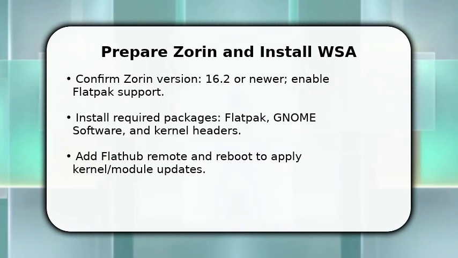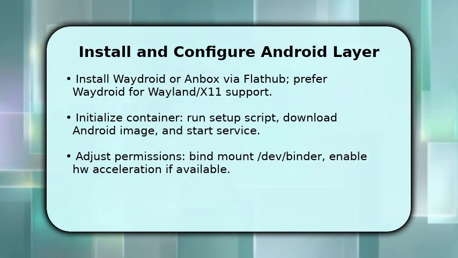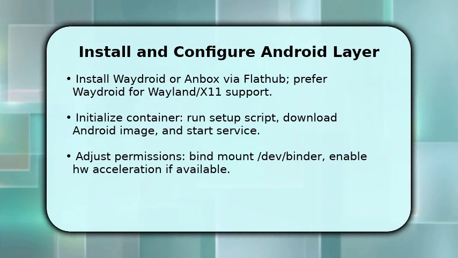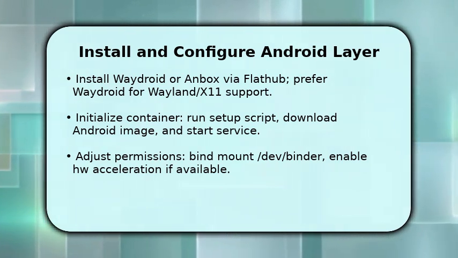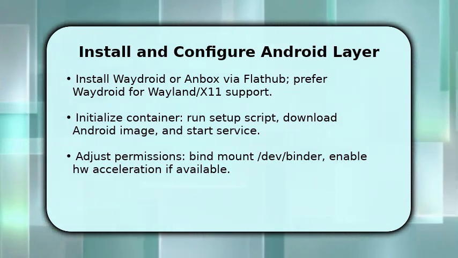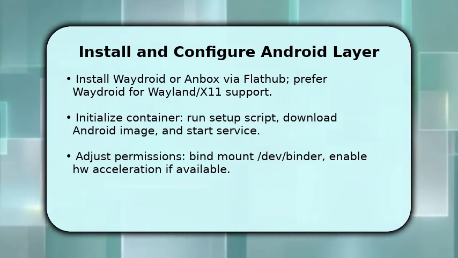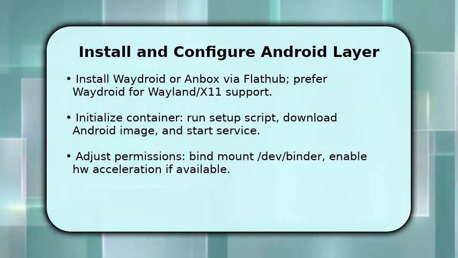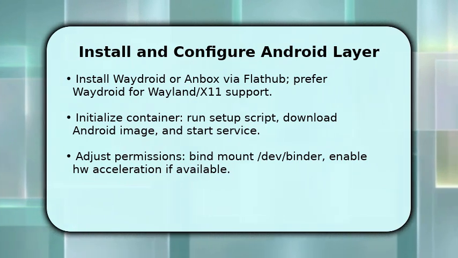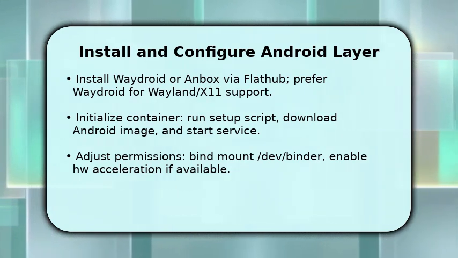Next, install the Android layer. Choose Waydroid for best modern support, and install it from Flathub. After installation, initialize the container. Run the setup command which downloads the Android system image and configures namespaces. Start the Waydroid service and check logs for proper initialization. Make sure to bind mount /dev/binder and /dev/ashmem if the script did not auto-configure them, and enable hardware acceleration if your GPU supports it, so apps run smoothly.